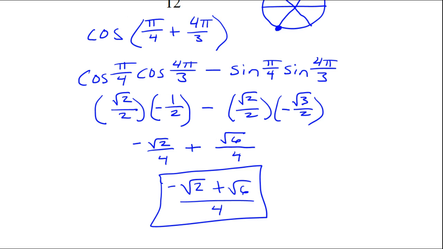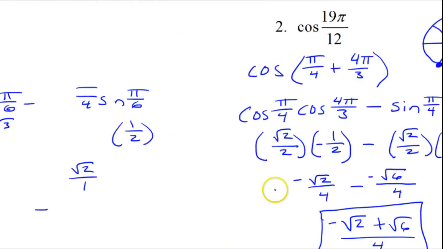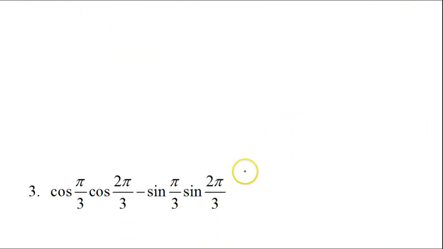Okay, maybe I should have shown this step a little bit better. Let me just make this clear. So I have minus because of that. But a positive times a negative is a negative, so I could think of this as negative radical 6 over 4. And minus a negative is addition, so there you go. Alright, great. That was number 2. Let's keep going.